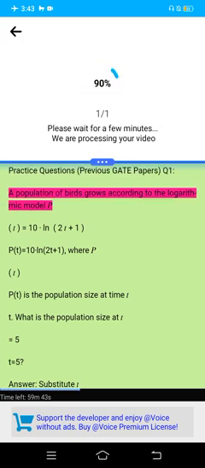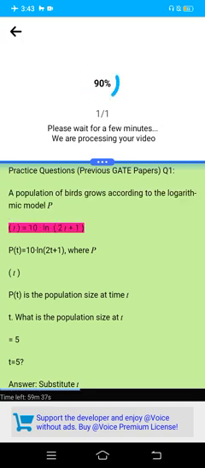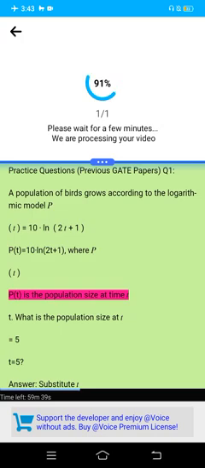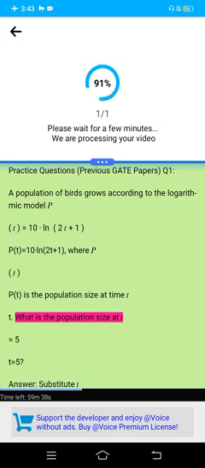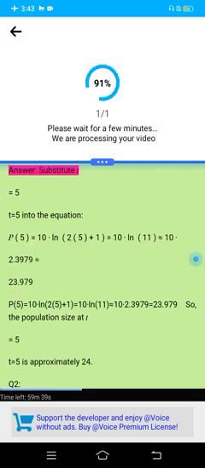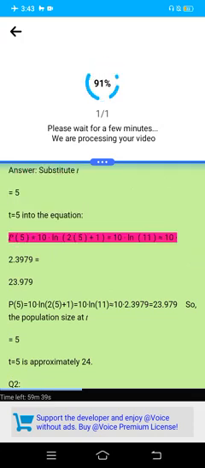Q1. A population of birds grows according to the logarithmic model P(t) = 10·ln(2t + 1), where P(t) is the population size at time t. What is the population size at t = 5? Answer: substitute t = 5 into the equation.